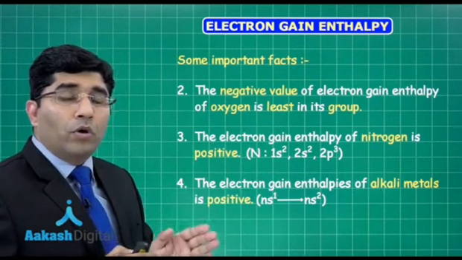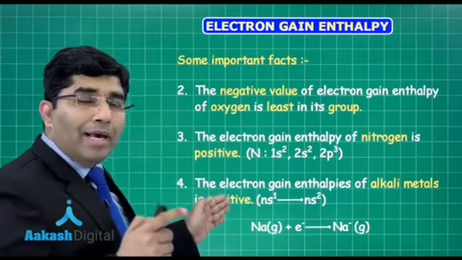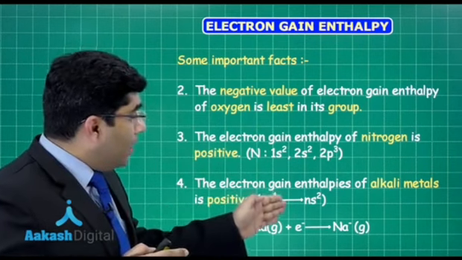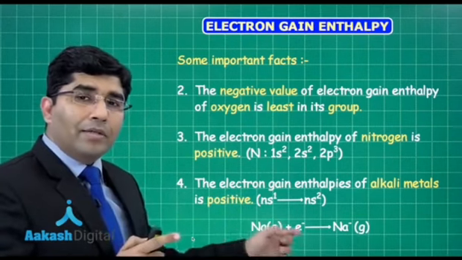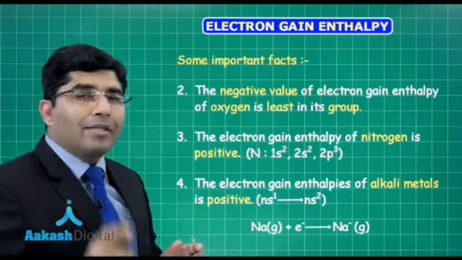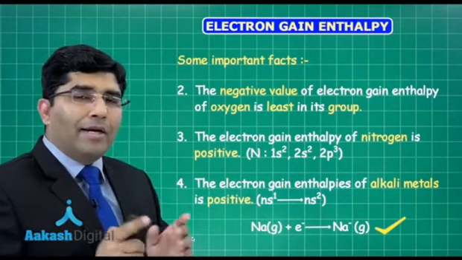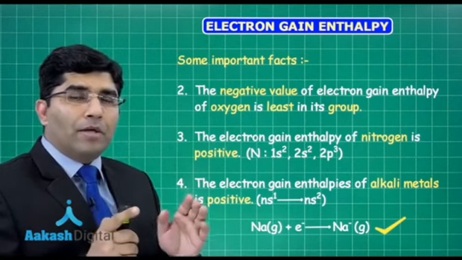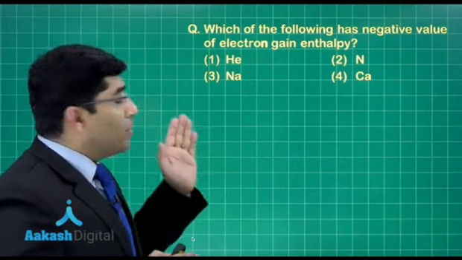For example, if you take sodium, sodium gaseous atom plus electron gives Na minus gaseous. If anybody asks you, is it correct? Yes, this is correct, because sodium is an alkali metal, it will gain the electron and it will be an exothermic process, right? So, let us solve some questions.